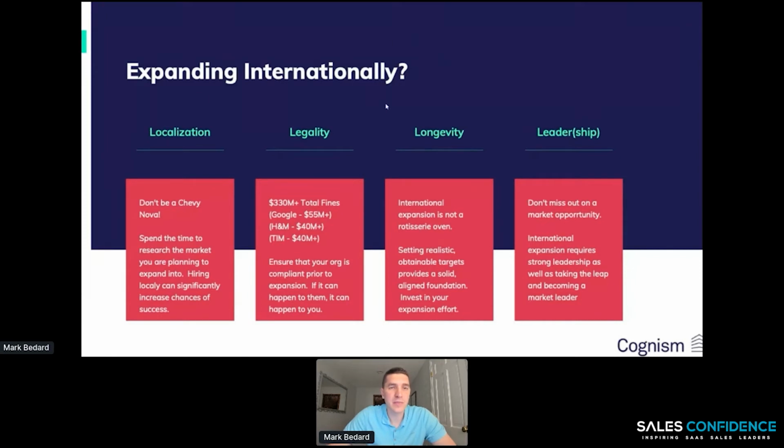I'll talk to you a little bit about each of them, but I want to start with an example. And the example, when we dive into localization, is around the Chevy Nova. All the marketers in the audience right now are rolling their eyes because this is old hat for them. But this is definitely a good example of what not to do with respect to localization. So I'll give you the example.